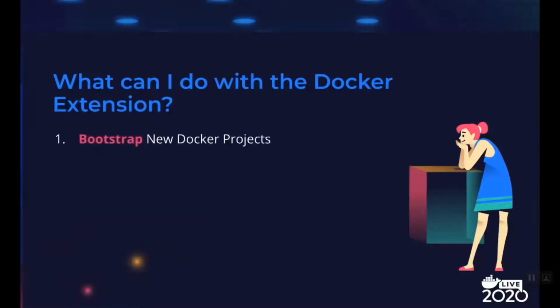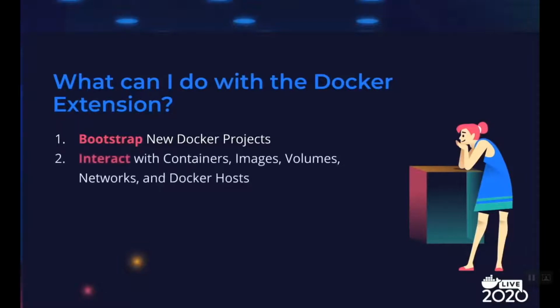First up, we can bootstrap new projects. And what I mean by that is, for example, a Python application. A simple Python application, no Dockerfile, no compose file. With Visual Studio Code, I can bootstrap this. Visual Studio Code then creates a Dockerfile and a compose file automatically for me, just based on what's in the directory. Really amazing. Next up, we can interact with containers, images, volumes, networks, and Docker hosts.